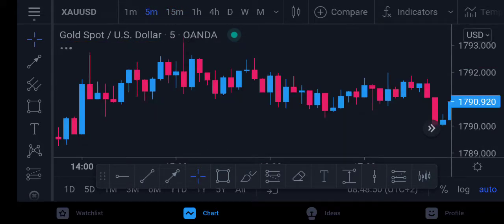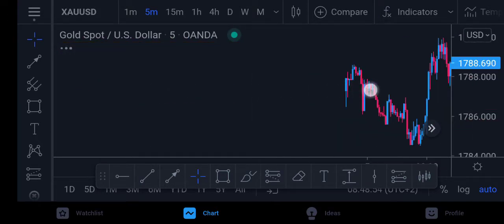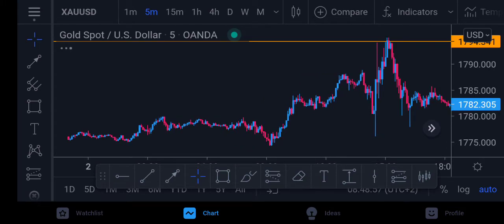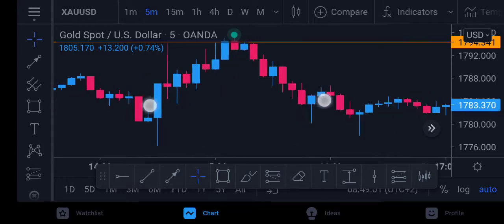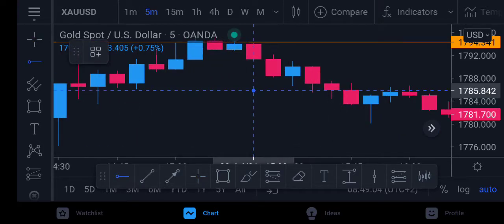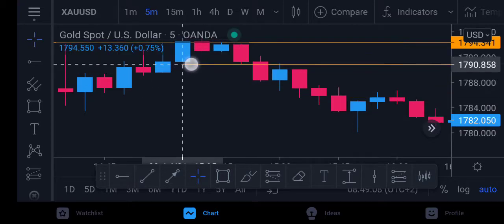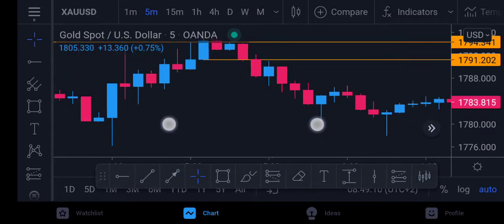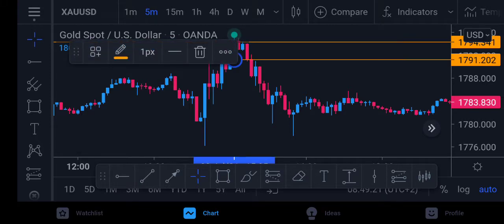I went from the 15 minutes straight to the 5 minutes. Oh, beautiful. This is exactly what I saw happening. I was expecting a retest of this. What I saw happening, the price kept rejecting, and the price dropped impulsively to the downside, with an engulfing candlestick, and at this level, I saw this happening.